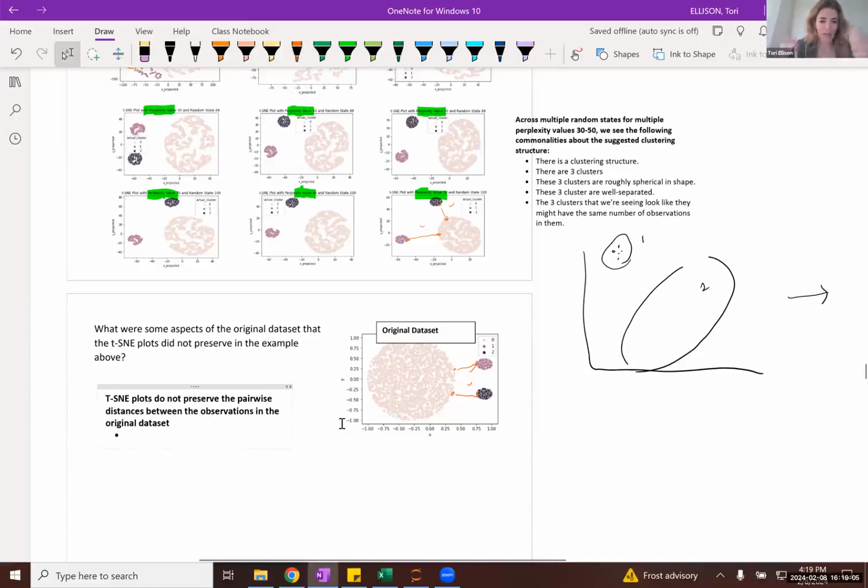Because we cannot trust the pairwise distances between any given pair of points in the projection to be preserved, other aspects of the clustering structure that cannot be preserved are things like the sparsity of the clusters.